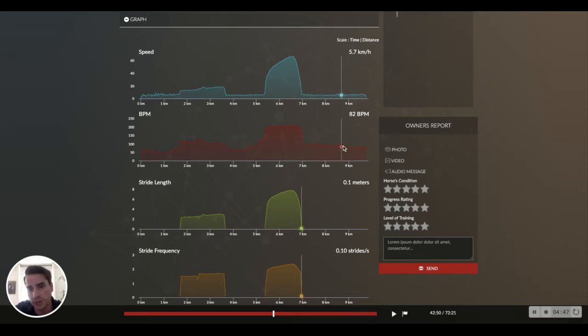And to finish on the heart rate, you can see that the heart rate is still decreasing, so also a good sign. And you know for sure that when he is getting back to the stable, he's fully recovered.